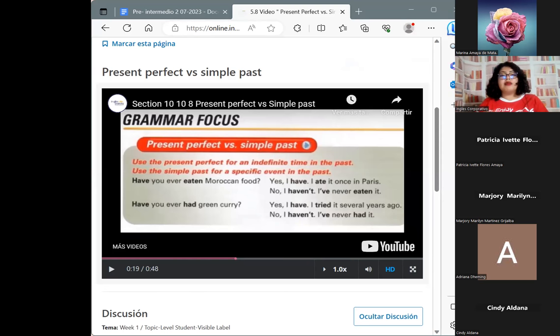No significa que vamos a utilizar para cualquier cosa, sino para eventos básicamente que ya terminaron y que sucedieron en el pasado. And we have the examples. Have you ever eaten Moroccan food? Yes, I have. Or I ate it once in Paris. No, I haven't. I've never eaten it.